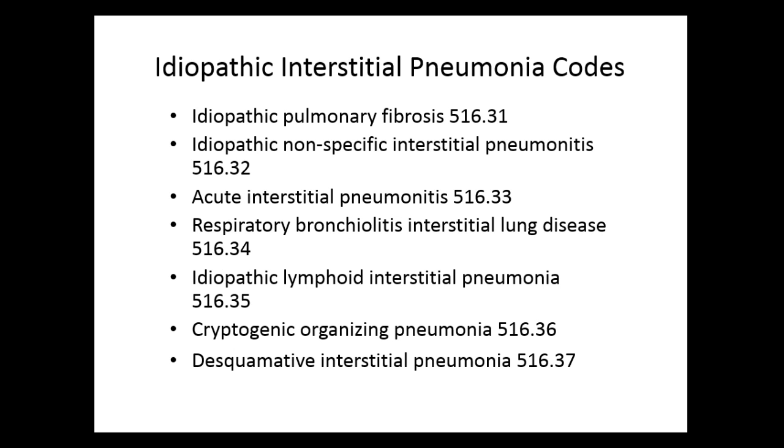Idiopathic interstitial pneumonias, coded to subcategory 516.3, are a group of scarring diseases of the lung of unknown etiology with distinct presentations, pathophysiology, and clinical courses. There are unique codes for several specific types of idiopathic interstitial pneumonias, as well as code 516.30, idiopathic interstitial pneumonia not otherwise specified. It's acceptable for you to use this code when no specific type is documented.